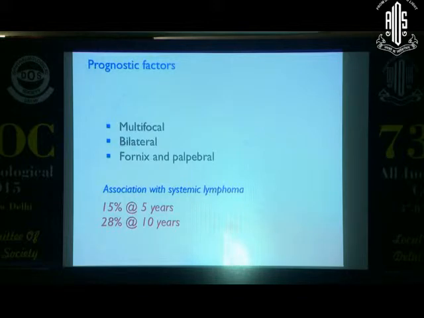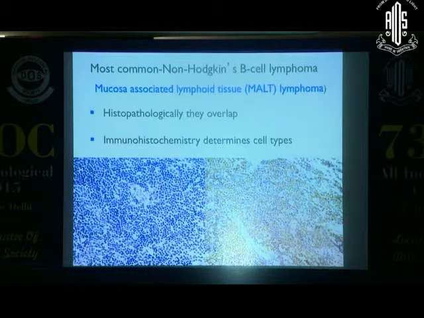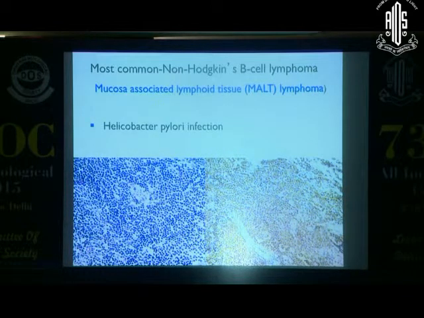After excision, don't let your patient go. At least do a 1-year follow-up for them. And the most common lymphoma that we find is the mucosa-associated lymphoid tissue, the MALT lymphoma, which is a non-Hodgkin's B-cell lymphoma type. In fact, there is a lot of histopathological overlap, and I'm sure Kaustubh is going to cover that.